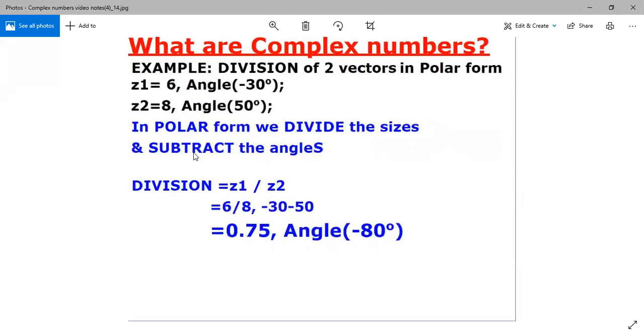If we want to divide two vectors, the easiest way again to do that is to have the vectors in polar form. We divide the sizes and we subtract the angles. So we divide 6 divided by 8 gives us 0.75, so that's the size of the final vector. We subtract the angles, we got minus 30, minus 50, so we end up with an angle of minus 80 degrees for the final vector, z1 divided by z2.